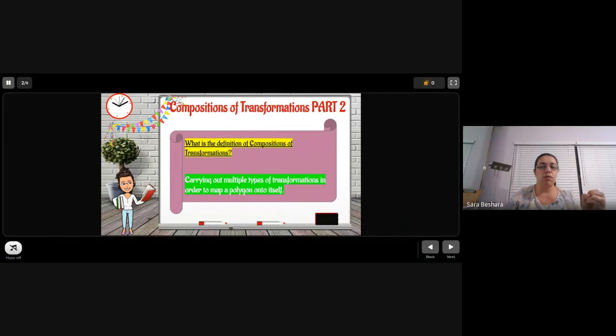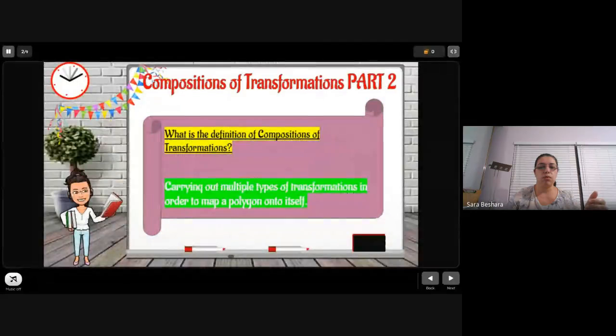So composition of transformation part 2. Again, as I mentioned, this is a very, very important topic. So before I jump into any examples, what is a composition of transformation? A composition of transformation is carrying out multiple transformations in order to map a polygon onto itself. So we do rotation, then reflection, translation, then dilation, and so on. So it's multiple transformations. It has to be two or more in order to carry a polygon back onto itself.